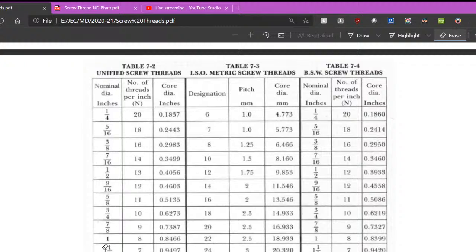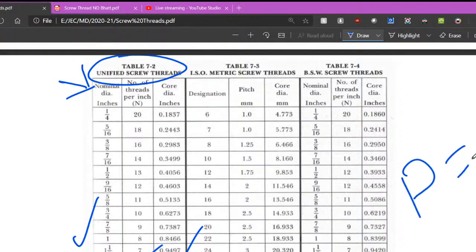And how will you refer to it? Based on the nominal diameter. You measure the nominal diameter and look at the unified screw thread table, and based on that you will get these two values, the n value and the core diameter. Once you get the n value, get the p value, p is equal to 1 by n, and use it in drawing.